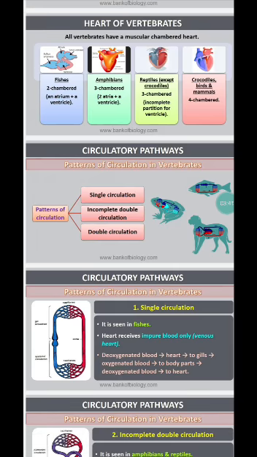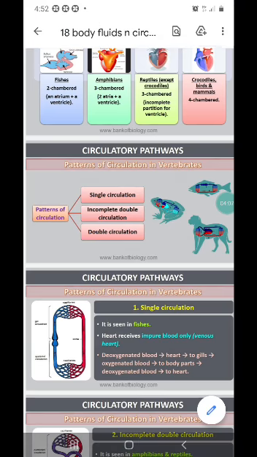Okay, and there are different patterns of circulation. In some organisms, you find there is single circulation, which means the heart is pumping the blood into vessels, and it goes to the cells and tissues of the body, and from there CO2 is brought by another type of blood vessel and reaches the heart. So this is just single circulation.